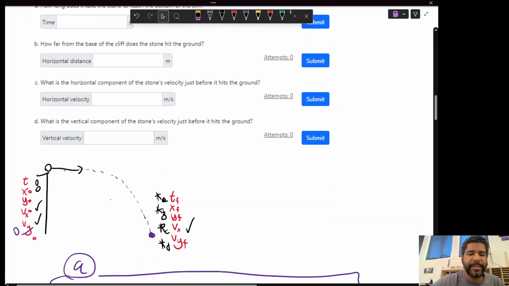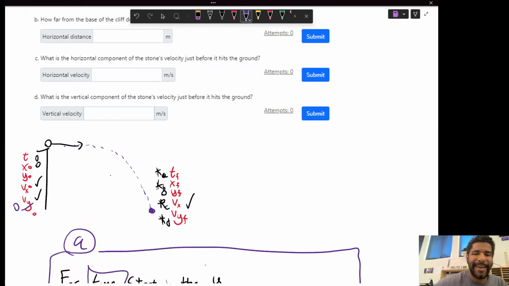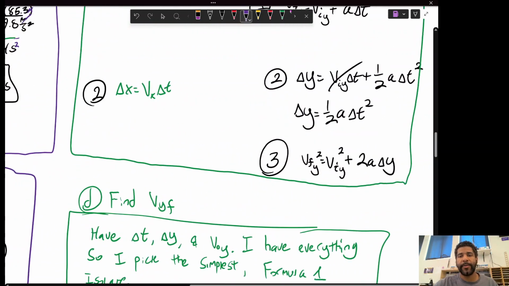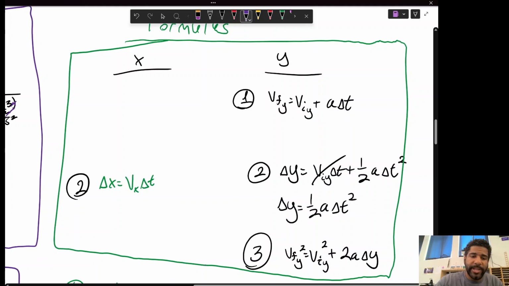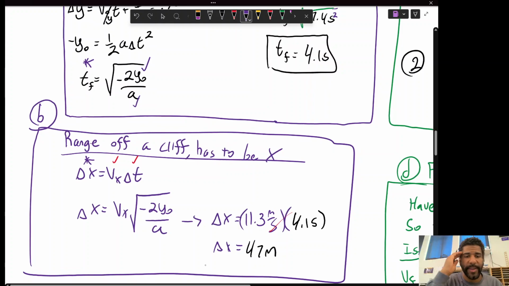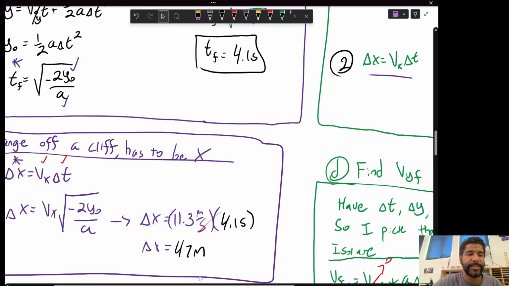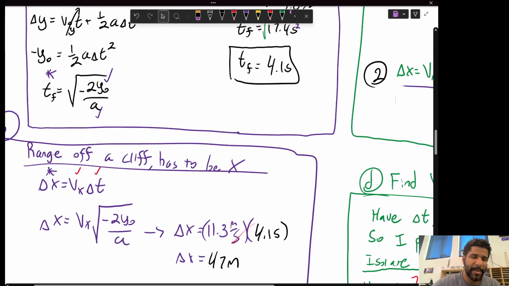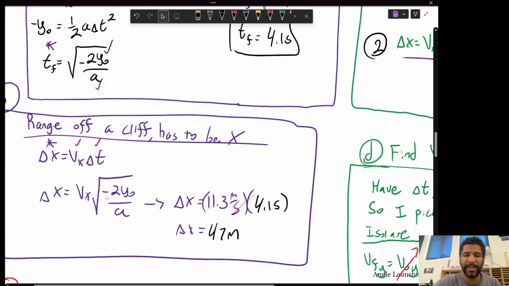How far from the base of the cliff, or XF? If it's the X formula, I have to go into the X equation. And remember, of all my equations, I only have one X equation. So that makes it easy to remember. Delta X is equal to Vx delta T. Delta X is equal to Vx, and then I can plug in what I had from before, but you already know what delta T was, so you could just go in and plug in numbers. But I'm not a buster. I'm plugging numbers. I don't do that.